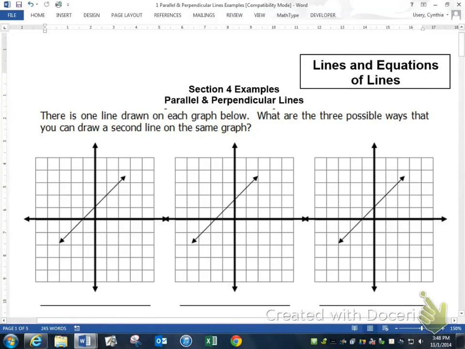Today we're going to learn how to write equations of parallel and perpendicular lines. If you'll notice, we have three pictures of graphs. There is one line drawn on each graph below. What are the three possible ways that you can draw a second line on the same graph? Well, the first way is you could just draw a line that intersects it. And so we would say intersecting.